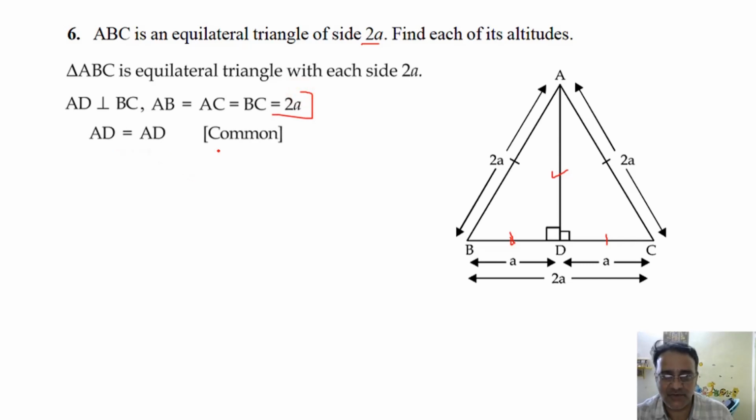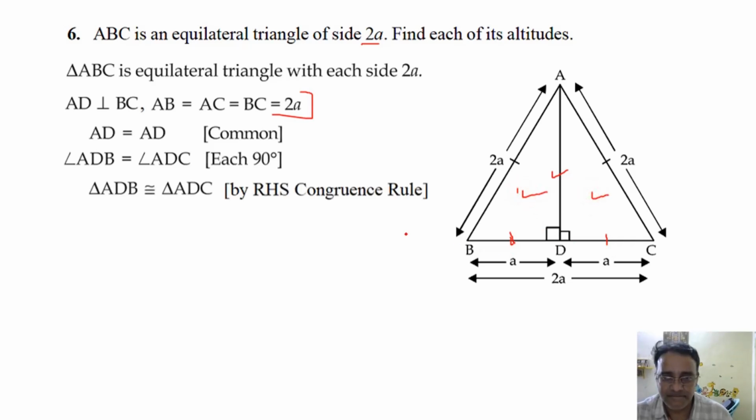Right. AD is equal to AD common. And angle ADB is equal to angle ADC. ध्यान से देखो, हम इसमें दो तरीके से हम लोग BD is equal to DC बता सकते हैं. एक तो ये दोनों triangles को congruent proof कर रहे हैं by RHS congruence rule. Then BD is equal to DC is equal to A. Otherwise, what you can do, you can write the property that in equilateral triangle, altitude and median are same. Therefore, D is the midpoint of BC and BD is equal to DC is equal to A.